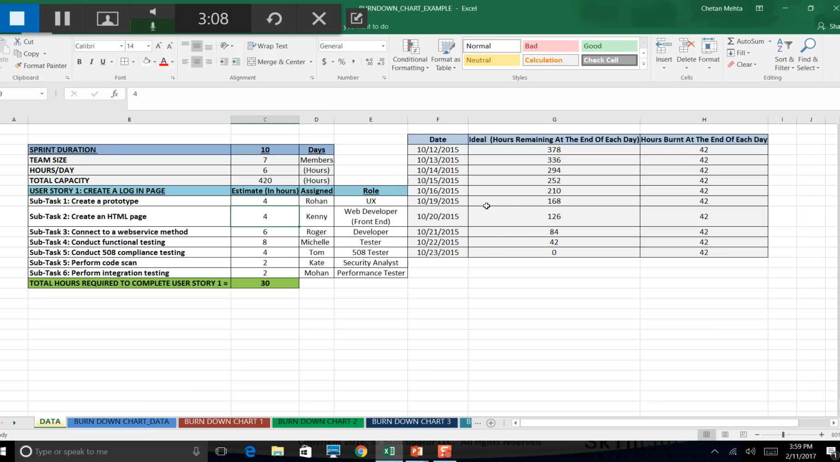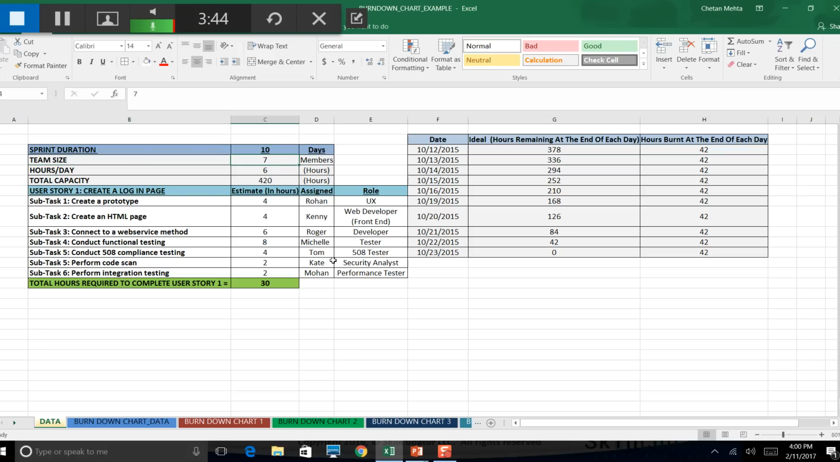Now, as you can see here, this is my data which we will be using in order to create the sprint burn down chart. Okay. Now my sprint duration is 10 days. In this example, I'm going with 10 days. You can have anywhere from 1 week to 2 weeks to 3 weeks to 4 weeks. So here it's a 2-week sprint. That means 10 working days.